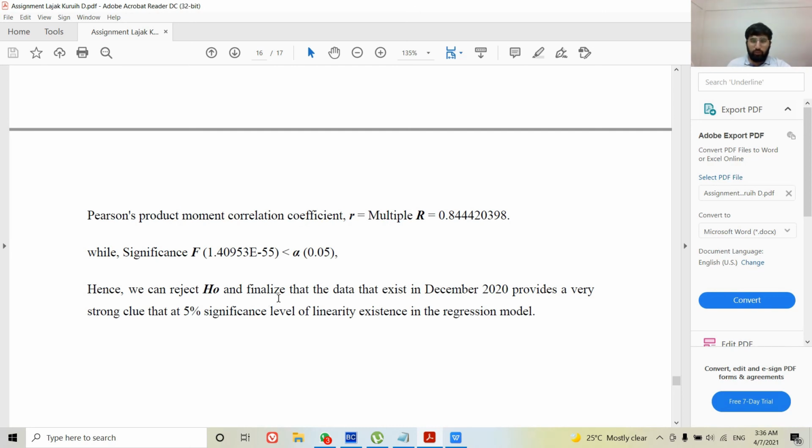And we can finalize that the data which exists in December 2020 provides very strong evidence that at 5% significance level, linearity exists in the regression model.